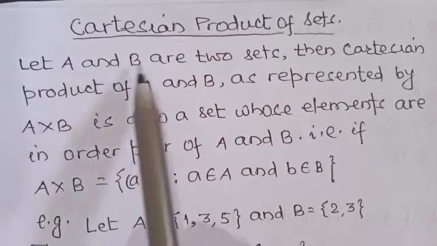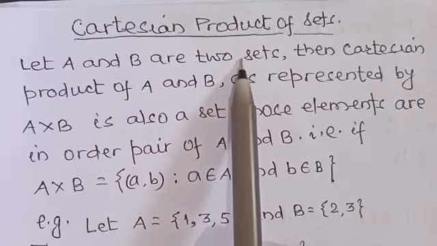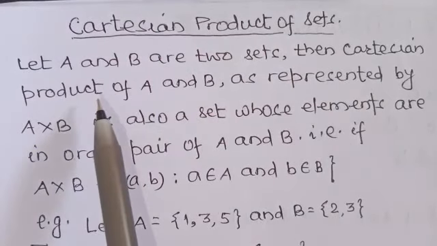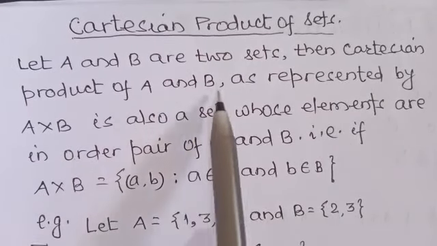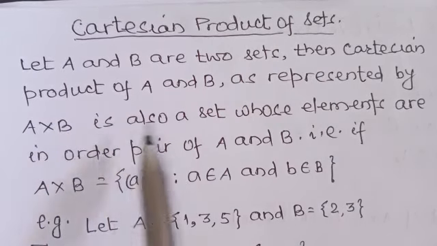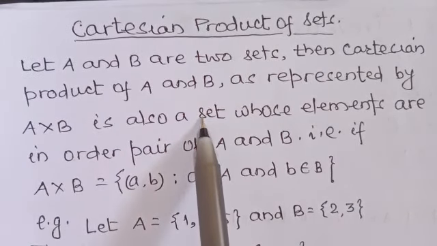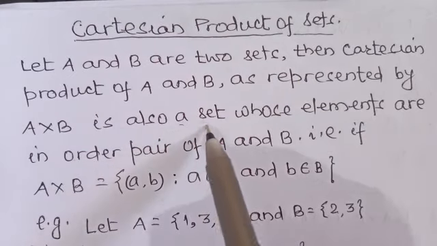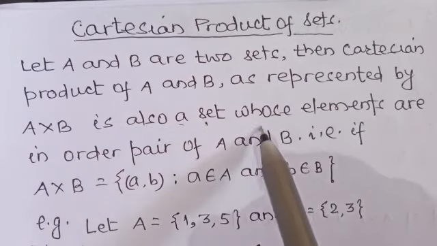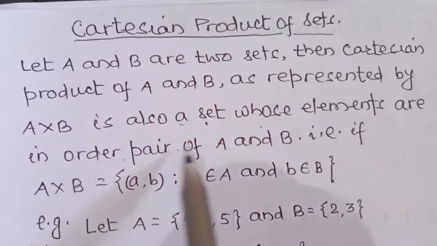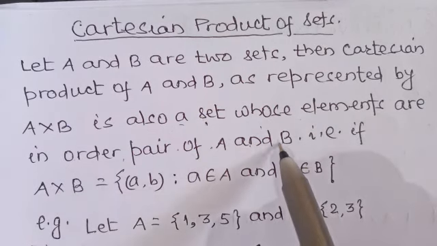Let A and B be two sets. Then the Cartesian product of A and B, represented by A cross B, is also a set. Just remark it: A cross B is also a set whose elements are ordered pairs of A and B.